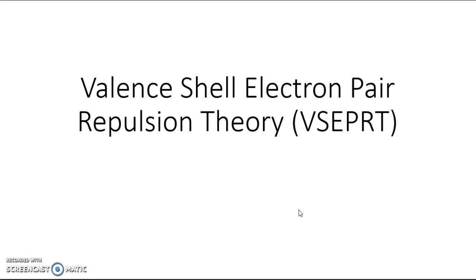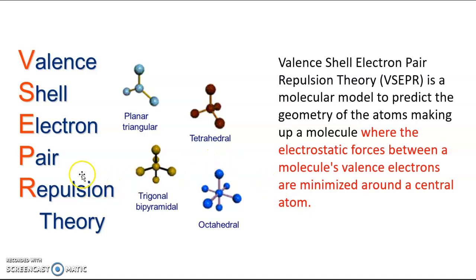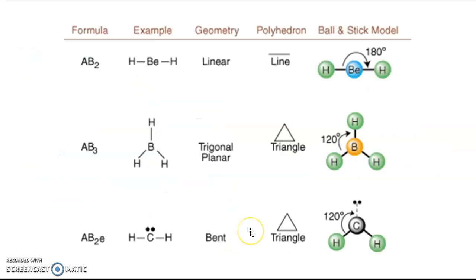We are now studying the valence shell electron pair repulsion theory, known as VSEPR. The VSEPR theory establishes a molecular model to predict the geometry of the atoms making up a molecule, where the electrostatic forces between a molecule's valence electrons are minimized around a central atom. It could be linear, planar, triangular, tetrahedral, trigonal bipyramidal, or octahedral.